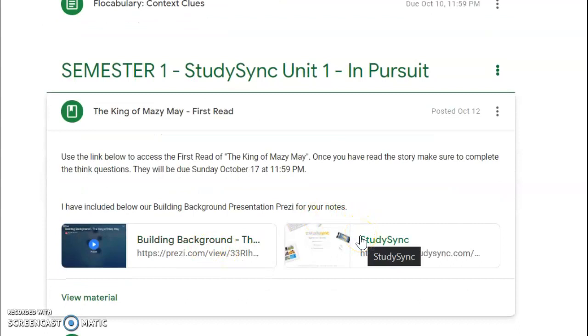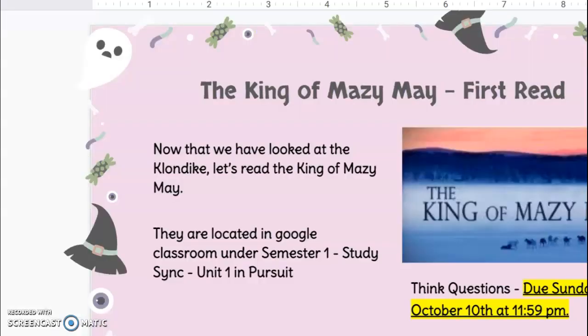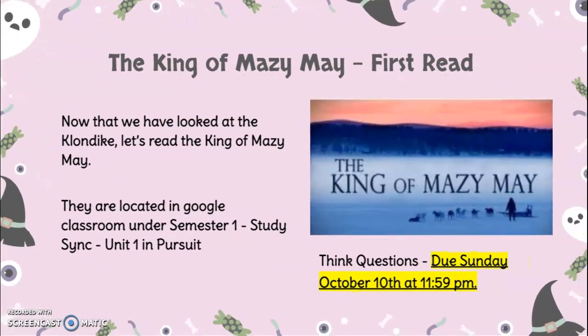This is the second thing we did today. You guys actually went ahead and opened up The King of Maisie May and read through it today. Okay? So then we worked on some think questions because you guys needed to work on them, and that was it. Alright, you guys, as always, if you have any questions, please feel free to reach out to me. Here's the first read stuff that you guys did. Alright, reach out to me.